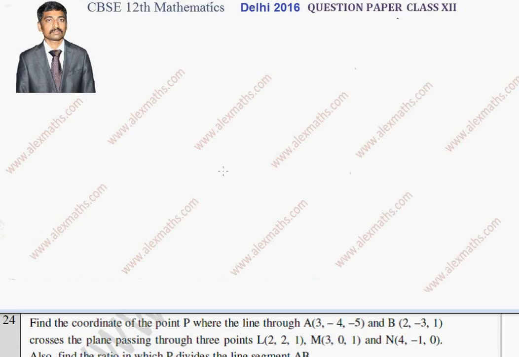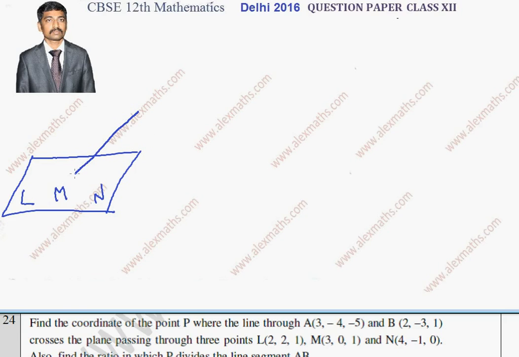Question number 24. Find the coordinates of the point where the line through the given points A and B crosses the plane through the 3 points. So let us take a diagram. This is the plane. It is passing through 3 points L, M, N. Okay, and the line crosses the plane, so it is cutting like this and passing through like this. I'll take the meeting point as P, and the line is having 2 points A and B, which are given in the question. Now I have to find the point P. Then also find the ratio in which P divides the line segment AB.